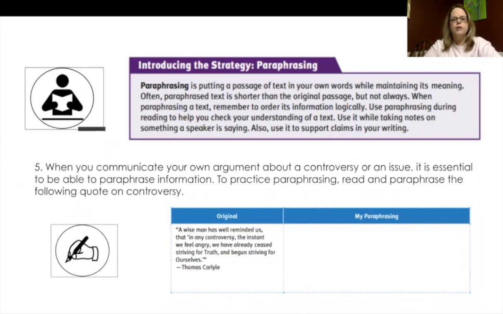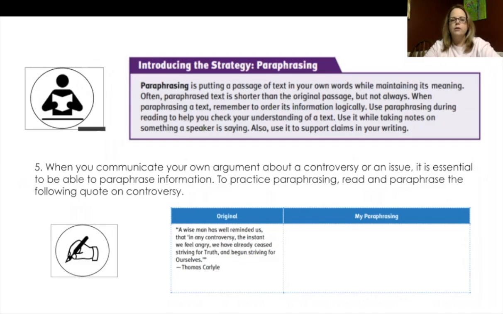So you got a chance to practice paraphrasing here. What they wanted you to do is, when you communicate your own argument about a controversy or an issue, it's essential to be able to paraphrase information. To practice paraphrasing, they wanted you to read and paraphrase the following quote on controversy.